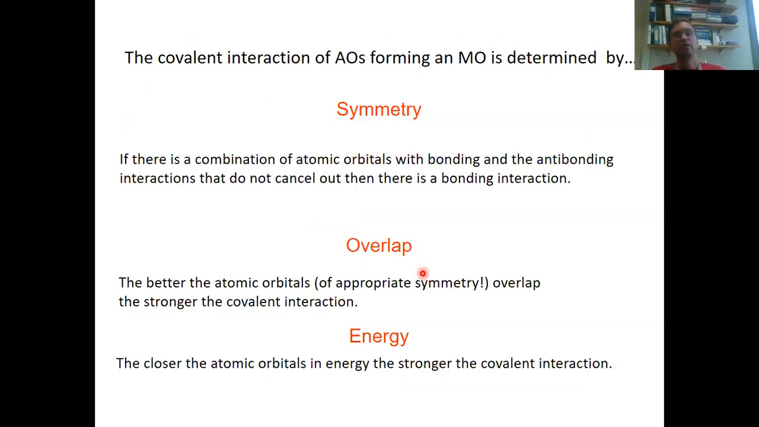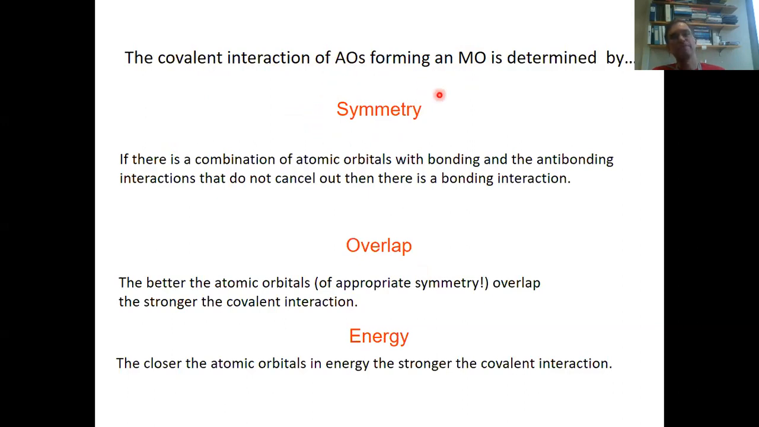All right. So now what determines the covalent interaction of atomic orbitals to molecular orbitals? Can we combine any two or more atomic orbitals to form molecular orbitals? And if so, how strong is that covalent interaction that we can expect? And there are actually three criteria that determine that. So the first one is the symmetry criterion.